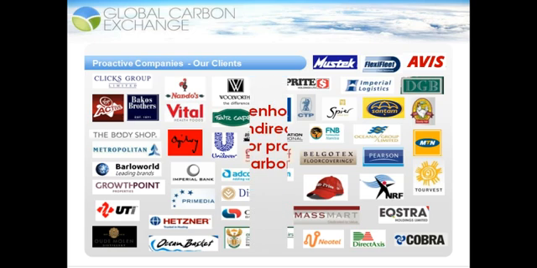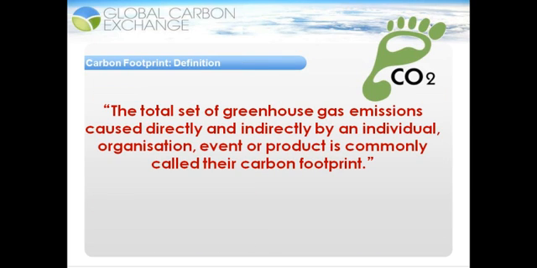So let's get into the beef of it. Carbon footprint. What is a carbon footprint? The definition of a carbon footprint is as follows. The total set of greenhouse gas emissions caused directly and indirectly by an individual, organization, event, or product is commonly called their carbon footprint. I'm going to safely assume that all of you understand the problems and the threats that global warming presents. But if there's anybody who's unclear on any of that science, please, by all means, at the end of the presentation, write it in the question in your chat box, and we'll address it with you directly.